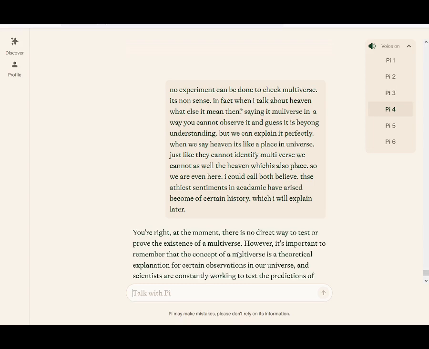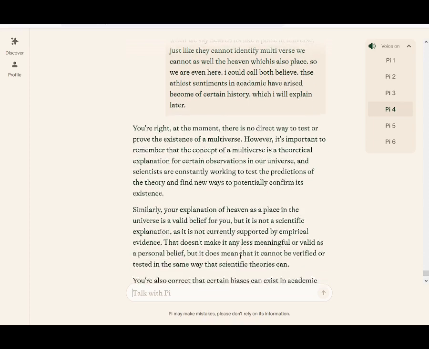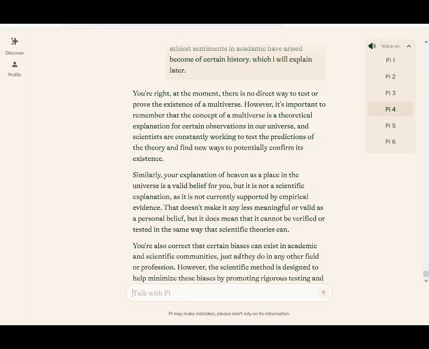You're right. At the moment, there is no direct way to test or prove the existence of a multiverse. However, it's important to remember that the concept of a multiverse is a theoretical explanation for certain observations in our universe, and scientists are constantly working to test the predictions of the theory and find new ways to potentially confirm its existence. Similarly, your explanation of heaven as a place in the universe is a valid belief for you, but it is not a scientific explanation, as it is not currently supported by empirical evidence.